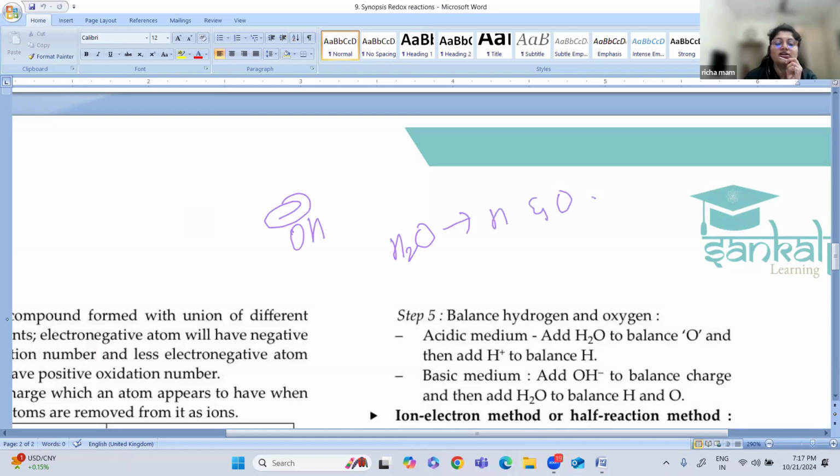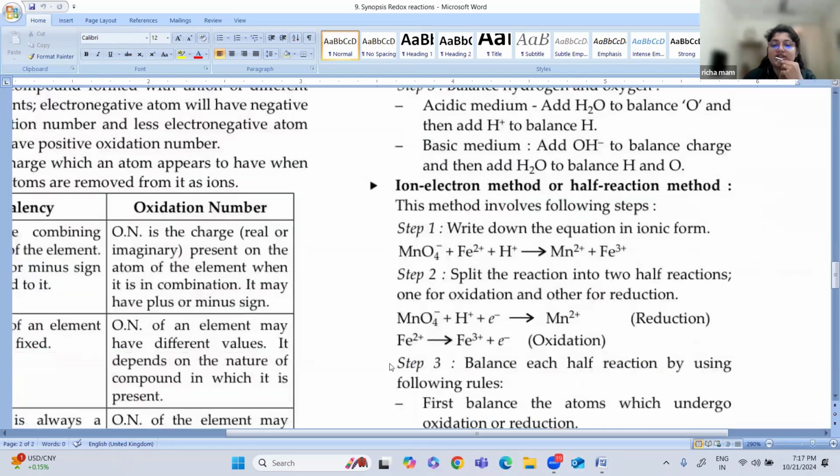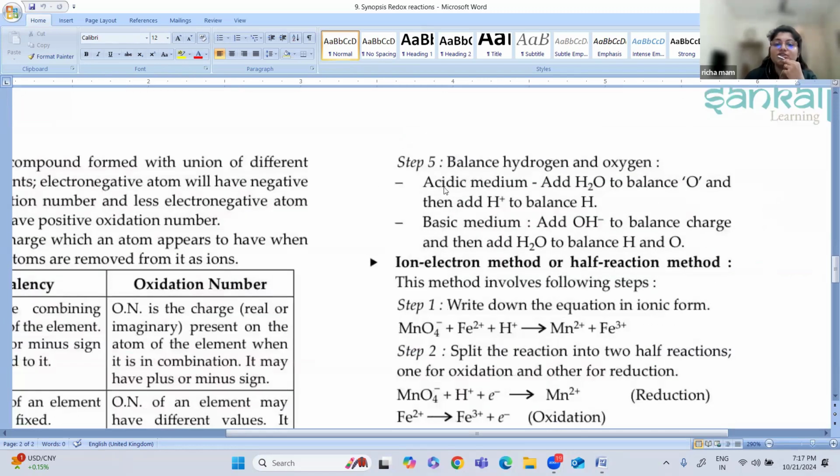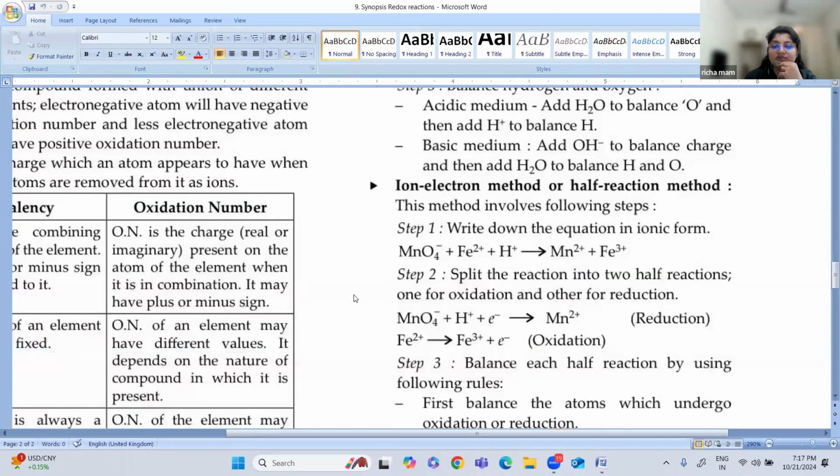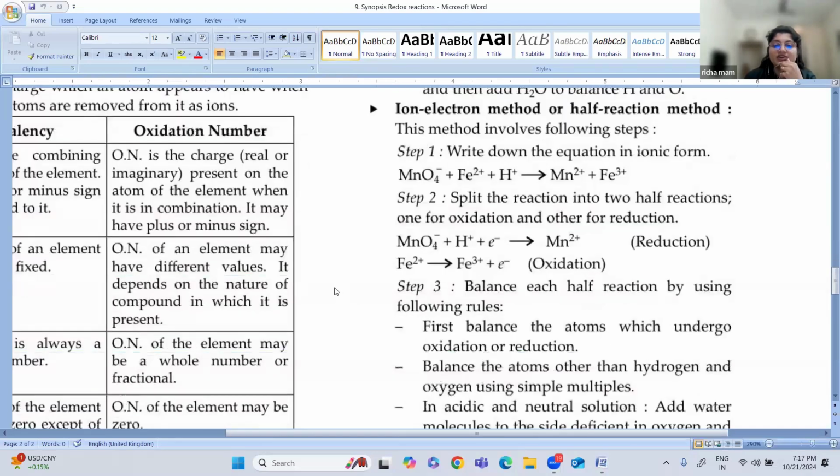So this is your oxidation number method. Very important for theory. Next is the half cell reaction. In the half cell reaction, you have to write the ionic form of the equation. Then whatever equation is given, you have to split it, break it into two halves, that is, one is the oxidation reaction, another is the reduction.